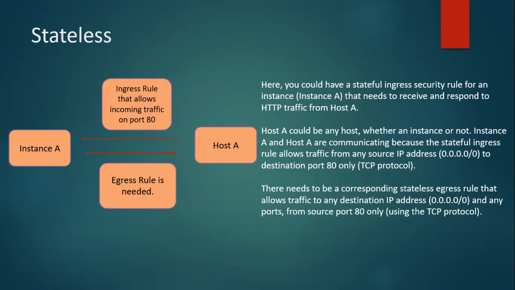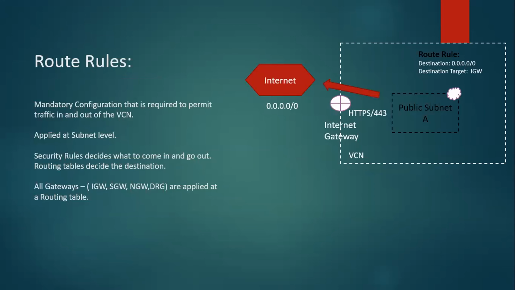Now, moving on to the next slide, the routing rules or the route rules. One needs to understand the difference between security list and route rules, because both act more or less in controlling the security. But you need to understand that a security list controls what sort of traffic should come in and what sort of traffic should go out. Whereas route rules decide where that traffic should go.